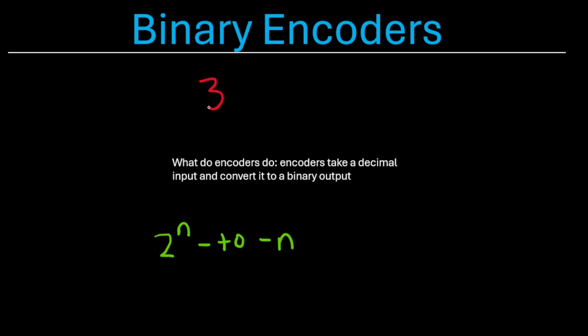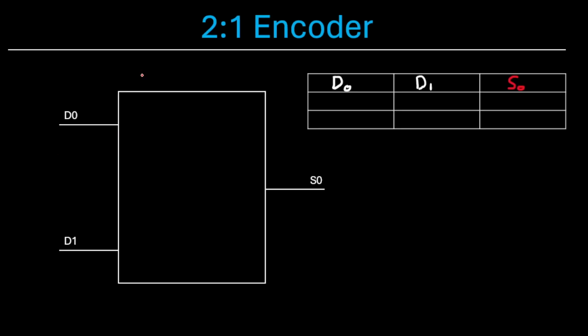So let's say we have a 3-bit binary output, meaning that we have 2 to the 3, or 8 decimal inputs. We have what is called an 8 to 3 encoder. Alright, so let's start off with a 2 to 1 encoder. On the left-hand side, we have our decimal inputs, D0 representing decimal 0, and D1 representing decimal 1. And on the right-hand side, we have our binary output, which, as you'll notice, we have one output pin, meaning that our binary output is comprised of one bit.